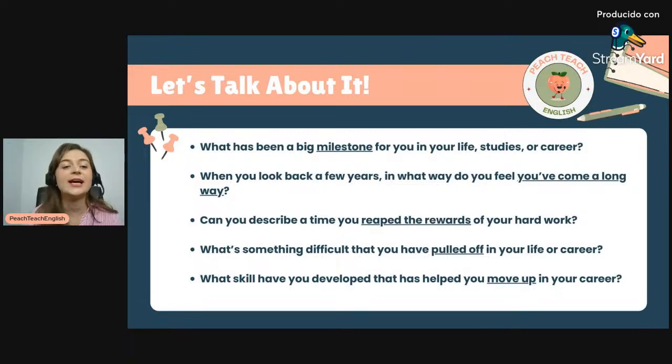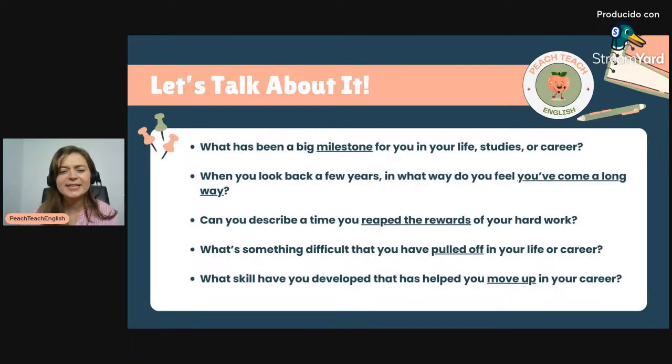Okay, so the next one is, can you describe a time you reaped the rewards of your hard work? So try to think of a time you worked really hard and you had to be consistent, keep pushing through, and finally you were able to see the results. You reaped the rewards of that hard work.